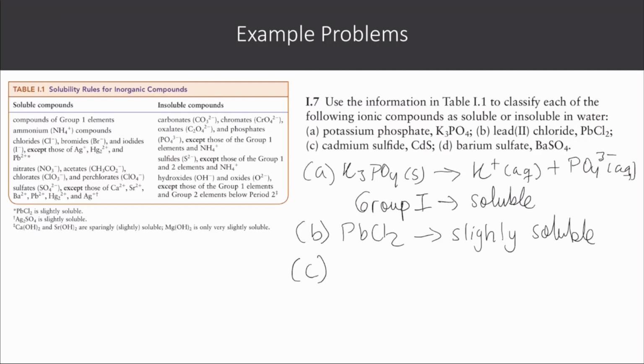For C, we have cadmium sulfide. So we check the sulfide rule, and it says that sulfides are insoluble compounds except for those of group 1 and 2 elements and those that contain the ammonium ion. Cadmium is not a group 1 element or a group 2 element, so this is an insoluble compound.